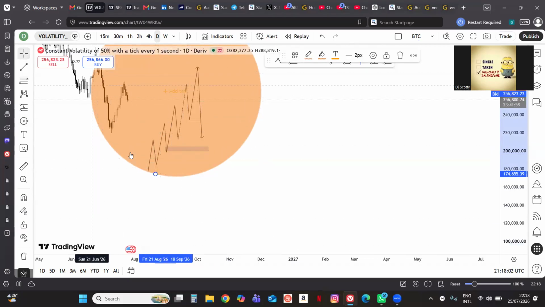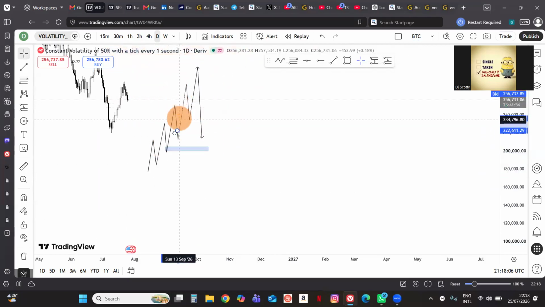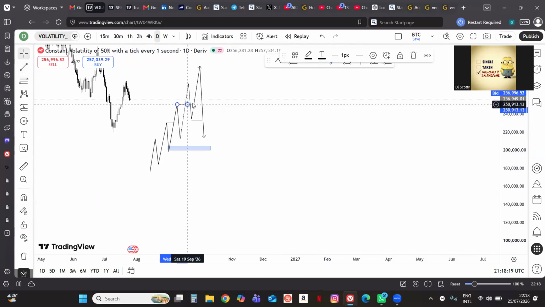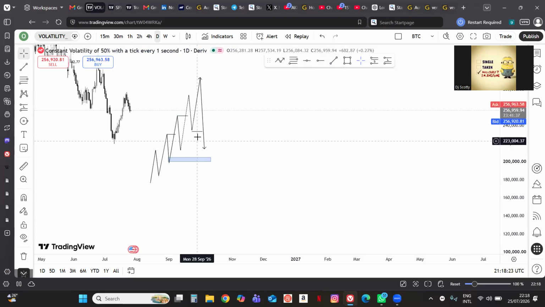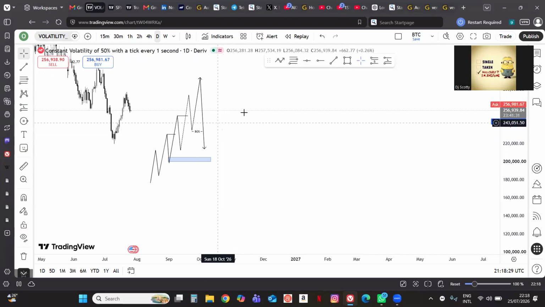Sorry, I need to reduce this. It's connecting all these other break of structures. They are all interconnecting. This is a break of structure here. This is another break of structure here. So they are all interconnecting, and that's why when the market takes out one of them, you can say that this market has broken structure here. So you have a break of structure.